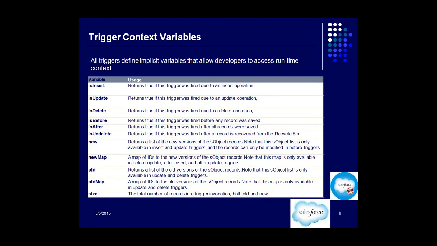Trigger.size is the total number of records in a trigger invocation, both old and new. So Trigger.size is basically the total number of records being processed through that trigger. If there are 50 records, Trigger.size will return 50. So this will basically return a number. Correct? So these are context variables.